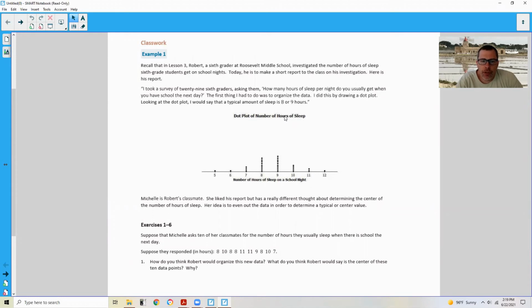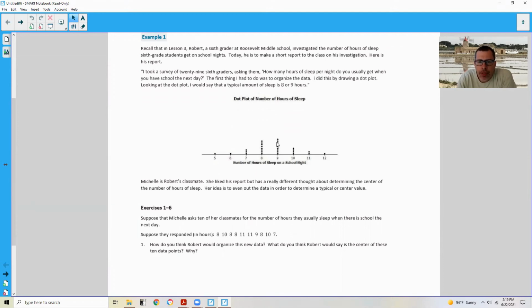Here is his report. I took a survey of 29 6th graders asking them, how many hours of sleep per night do you usually get when you have school the next day? The first thing I had to do was to organize the data. I did this by drawing a dot plot. Looking at the dot plot, I would say that the typical amount of sleep is 8 or 9 hours.